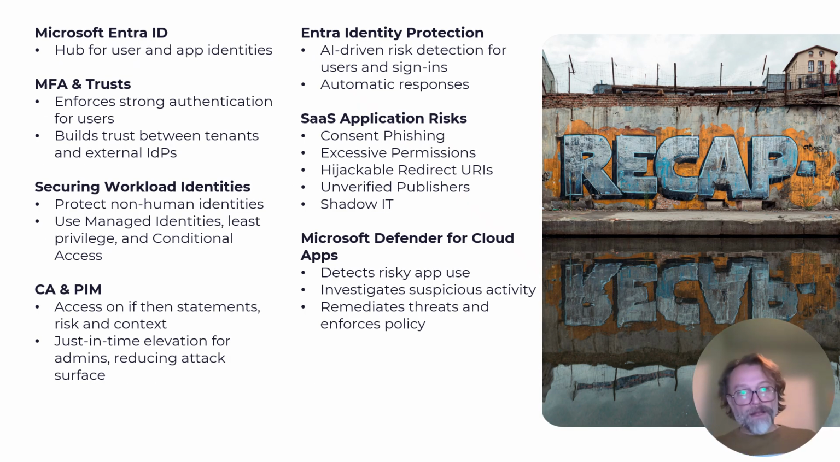So, a lot of information in the last 20 slides. We started with the fundamentals, Entra ID, multi-factor authentication, and building the first layer of defense. But identity security doesn't stop at users anymore. Workload identities, service principals, and external applications are part of our new reality. We looked at how conditional access and PIM help us apply the principle of least privilege, and how Entra ID Protection adds AI-driven intelligence to detect and block risky sign-ins automatically.